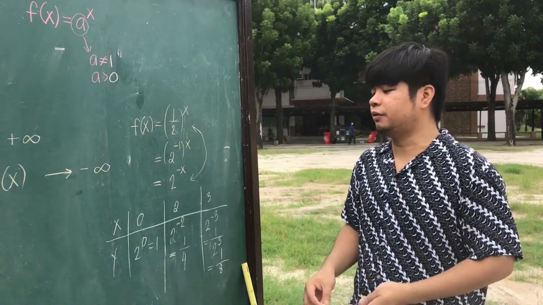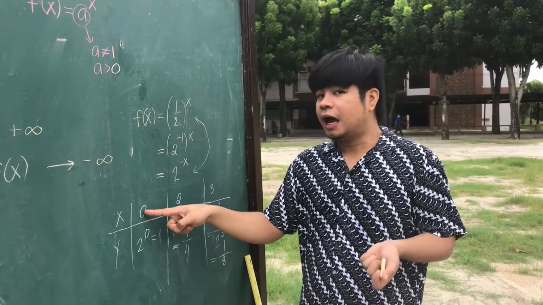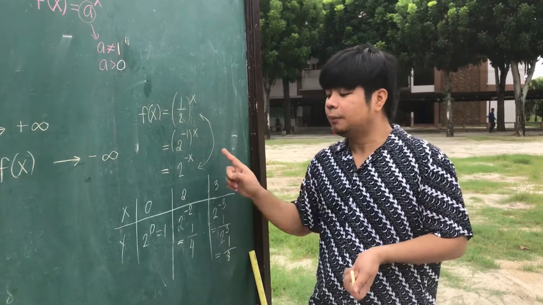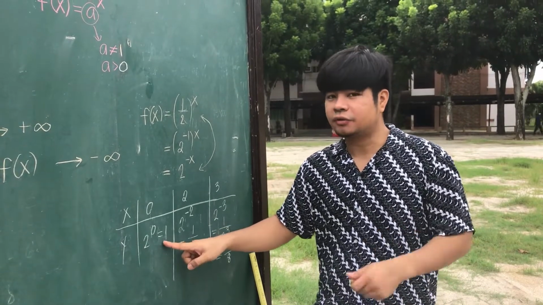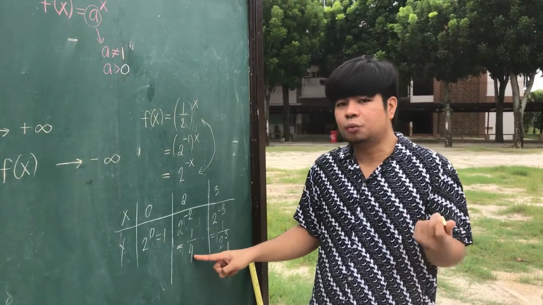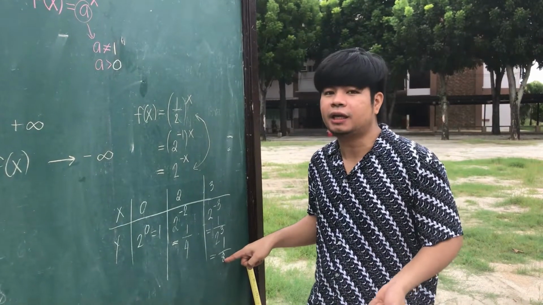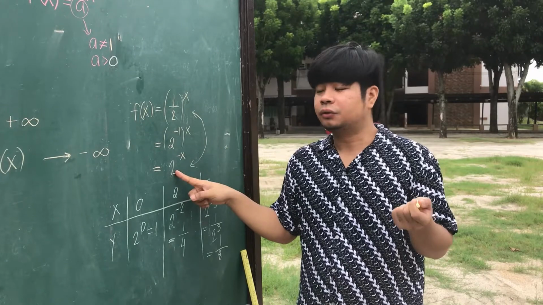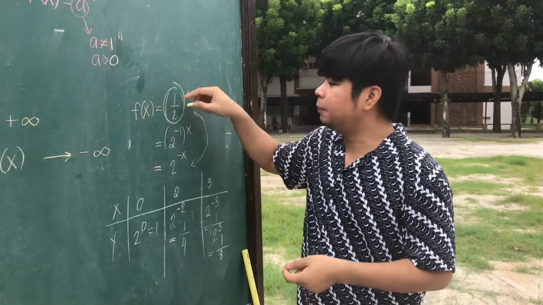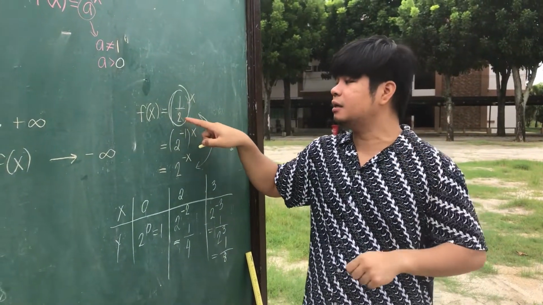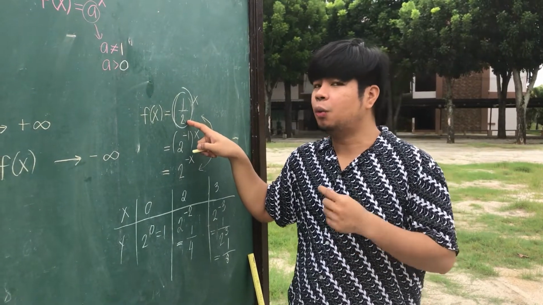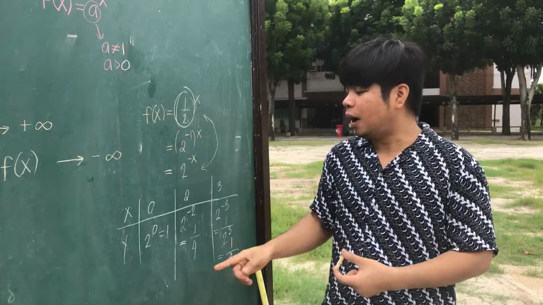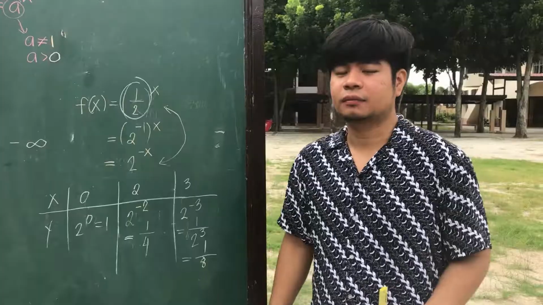Now try to observe. I am increasing the values of x here. From 0, I move to 2, then move to 3. But what happens to y? It decreases. From 1, it turned to 1/4, to 1 over 8. That is a justification that when the base is between 0 and 1, then as x keeps on increasing, y keeps on decreasing.